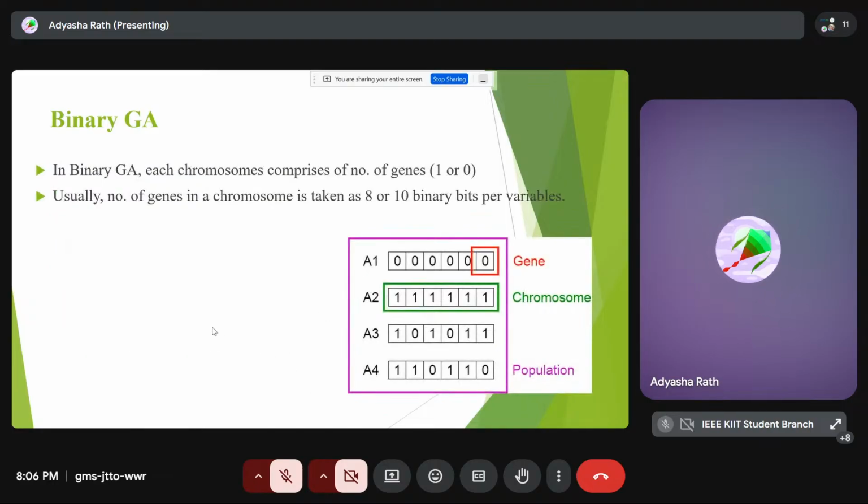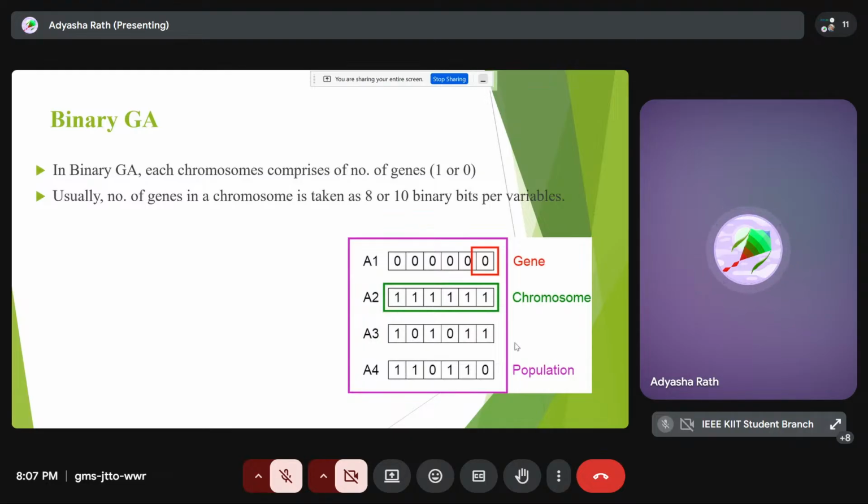Okay. Here we will discuss binary GA. In binary GA, each chromosome comprises a number of genes, that is, 1 and 0. These A1, A2, A3, A4 are called what? These are like chromosomes, 0, 0, 0, 0. Usually the number of genes in a chromosome is taken as 8 or 10 binary bits per variable. Each 0 or 1 is called one gene. So the combination of all the chromosomes is called the population. If you have 10 chromosomes, the population size is 10. If you have 20 chromosomes, the population size is 20.